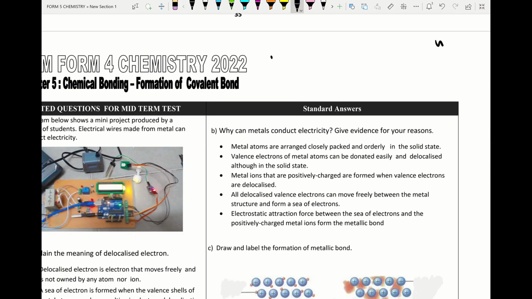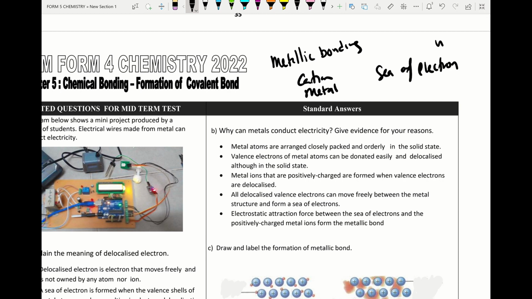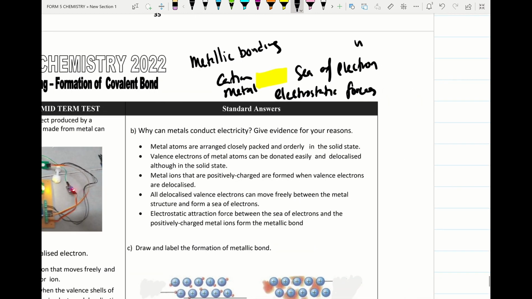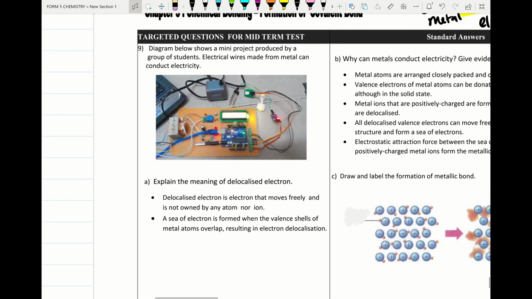Next we move on to the formation of metallic bonding. Metallic bonding occurs between the cations of metal and the sea of electrons that forms when the valence electrons are delocalized. The type of attraction force that exists between the cations of metal and the sea of electrons is known as electrostatic forces of attraction. Electrostatic forces of attraction. We try to check the question.